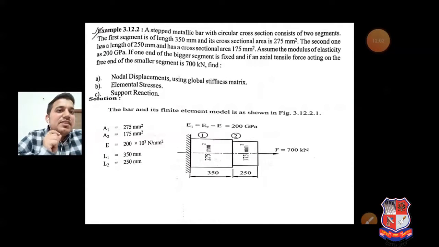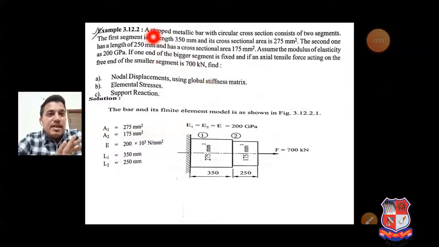The first segment has a length of 350 mm and its cross-section area is 275 mm². The second one has a length of 250 mm and a cross-sectional area of 175 mm². So here they are giving data in the problem. They are not giving any kind of figure, so we have to generate this figure by ourselves.